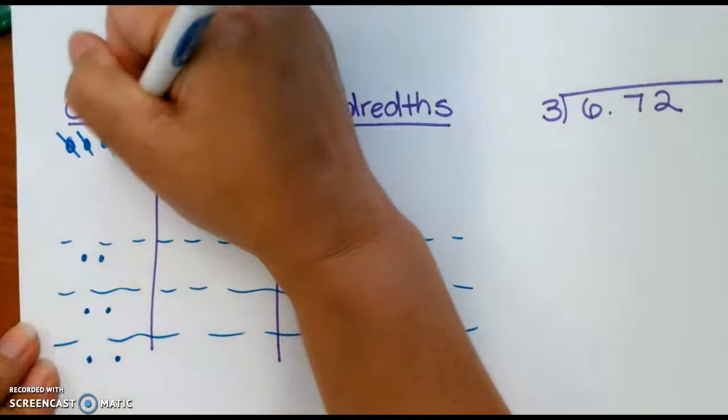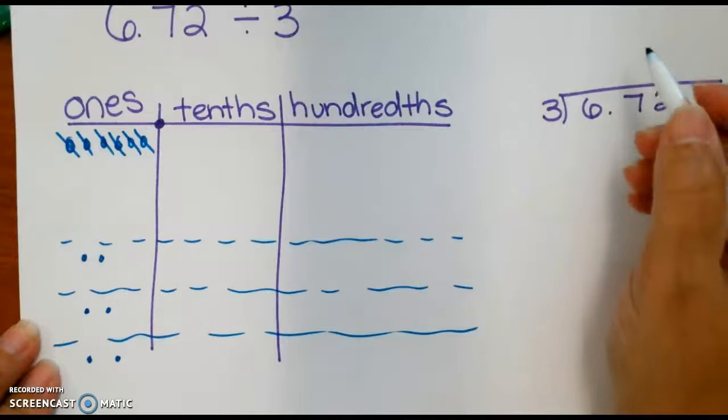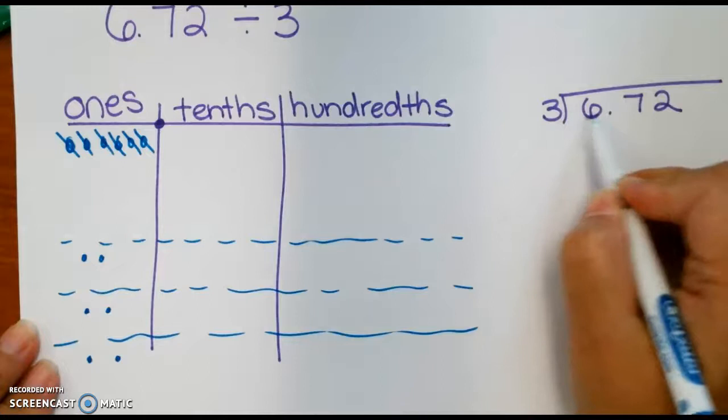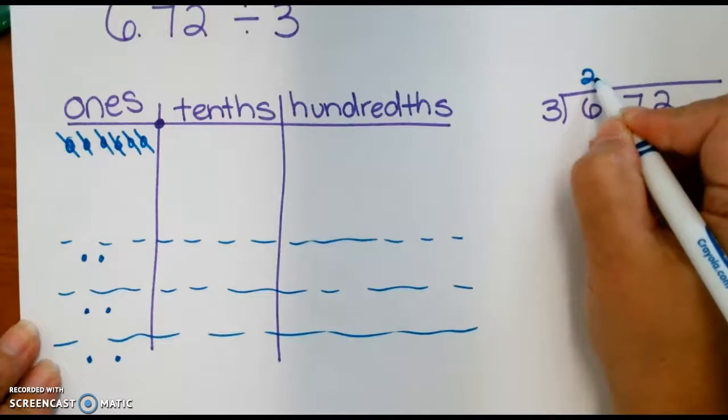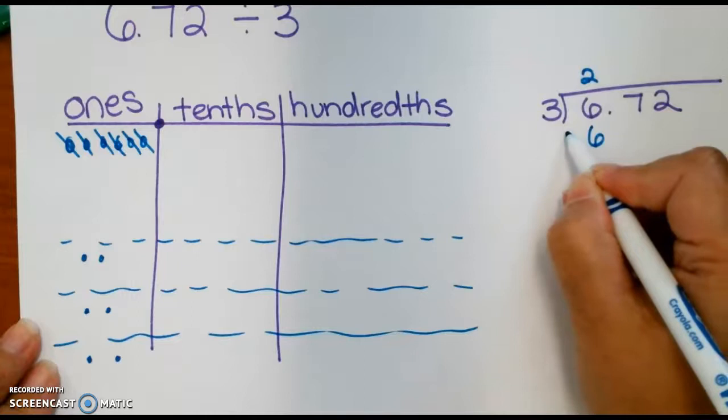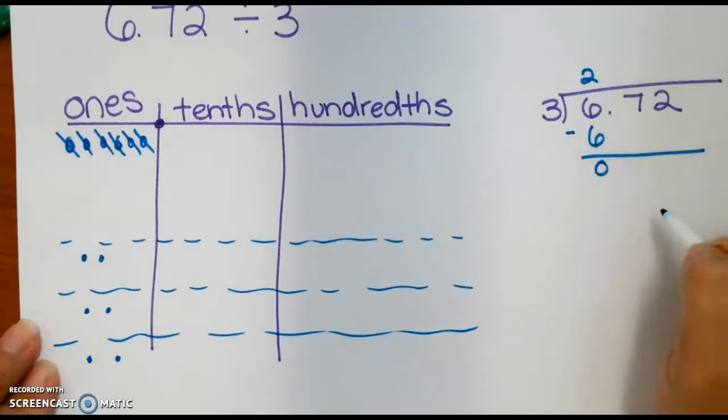Okay, I've divided those. So dividing 6, 6 divided by 3 is 2. Remember, this is our standard algorithm for division. 2 times 3 is 6. When I subtract, I don't have anything left. Okay, and then I'm going to bring down my 7.